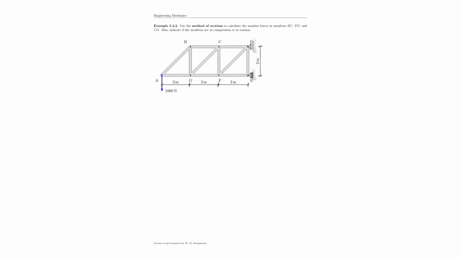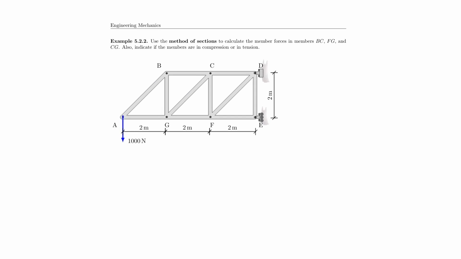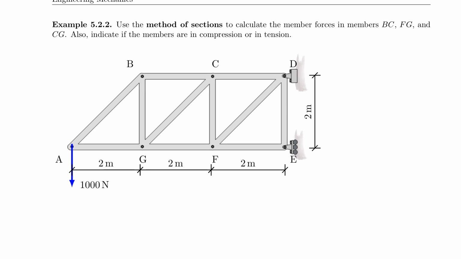So let's look at this problem, and as always, we read our problem first. What is asked of us here is to use the method of sections, that's very important, to calculate BC, FG, and CG. So the first thing I should do is identify where those are located. BC would be right here, then FG would be right here, and last but not least, CG would be right here.